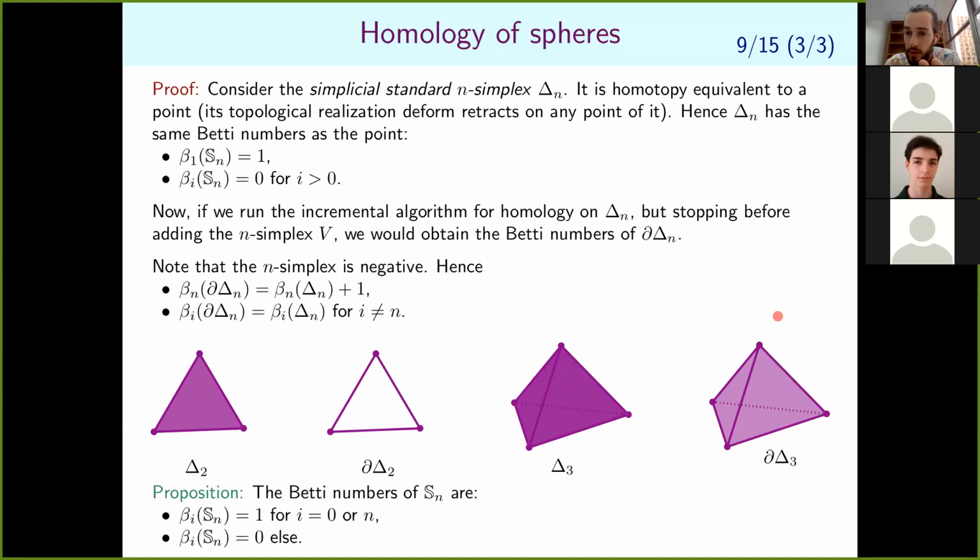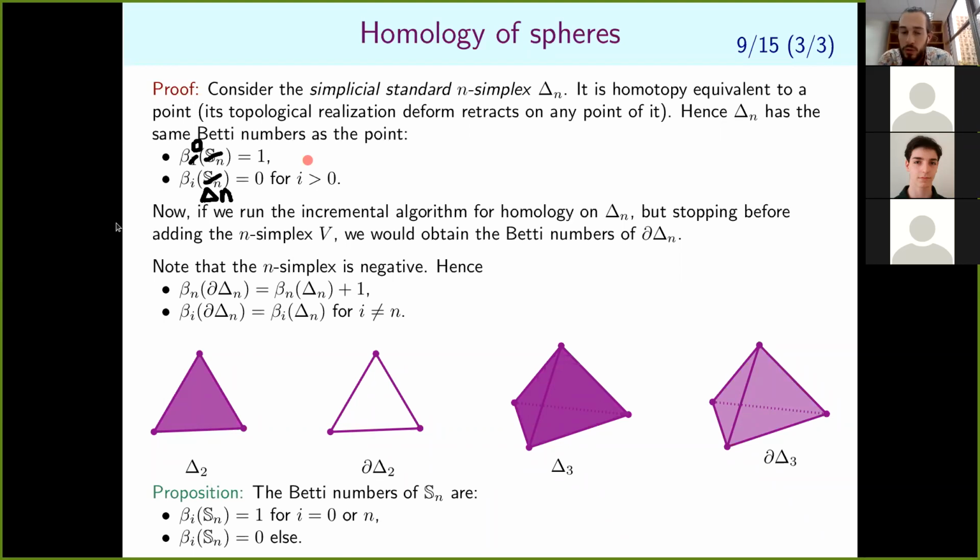So if they are homotopy equivalent to a point, they have the same homology groups and the same Betti numbers as the point. And the point has very simple Betti numbers. Oh, a mistake here. The Betti numbers are: beta 0 is 1, and the other ones are 0. I hope you can read the correction here. Okay, fine. And this is not S^n here. This is delta n.